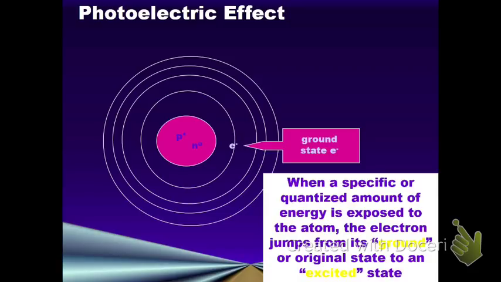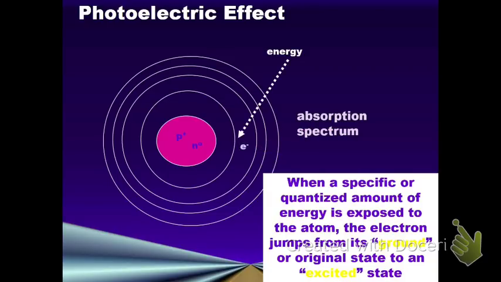When a specific amount of energy is exposed to the atom, the electron jumps from its ground state, which is the lower energy state, up into an excited state. And so that's what's happening here. Got a ground state electron, it's going to be hit with enough energy, and then it's going to make that electron jump up into a higher energy level. And so it's going from the ground state to the excited state.